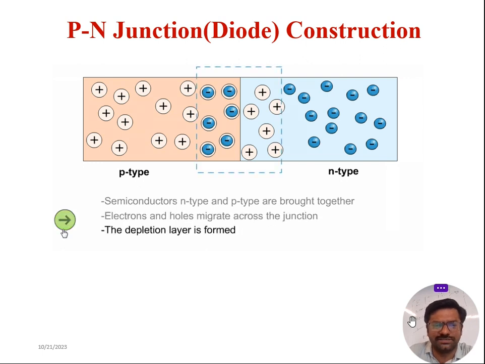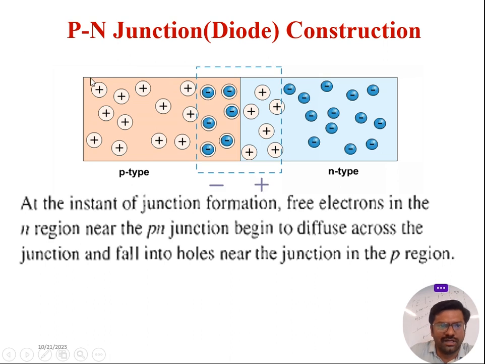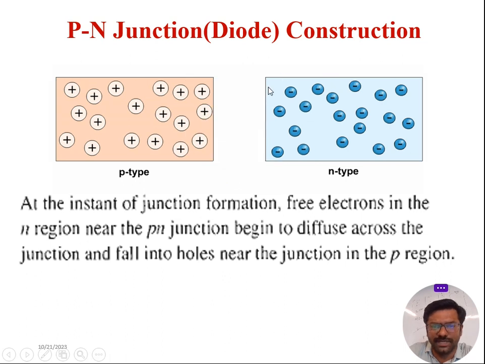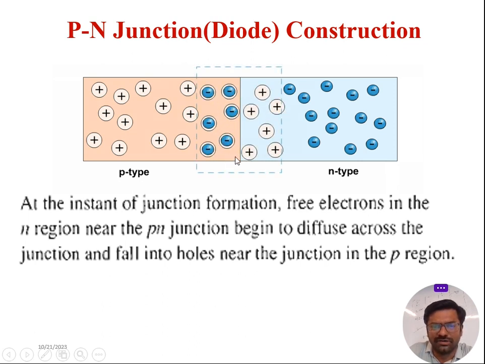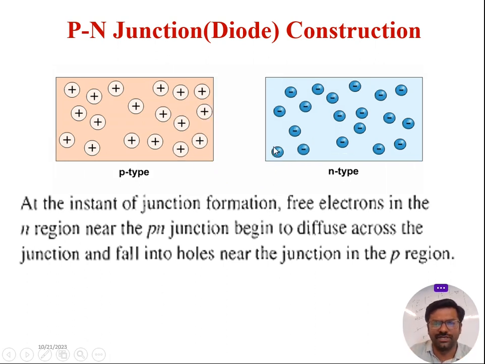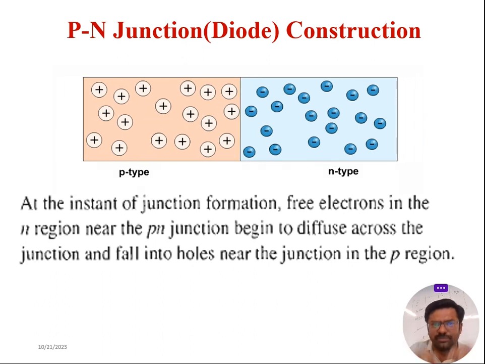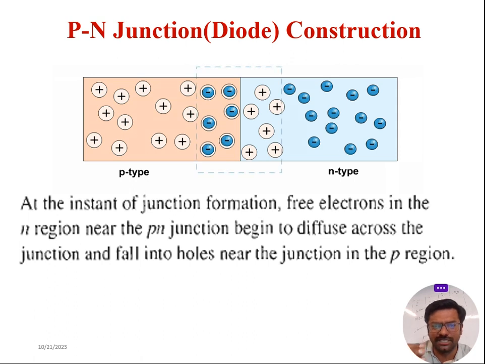In this animation we can easily see that if I sandwich the P type material and N type material, the electrons from the N type material, when they interact with the P type material, will diffuse into the P type material. After this, a PN junction is constructed. It's very simple. When we take the interface of both P and N type material, the electrons from the N type material diffuse into the P type material. With this, a PN junction diode is constructed.